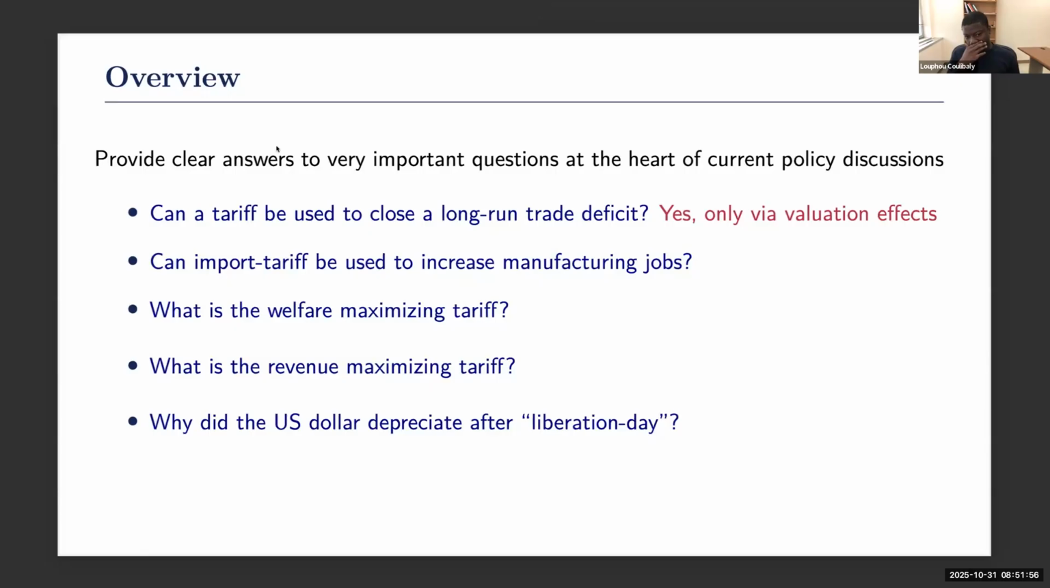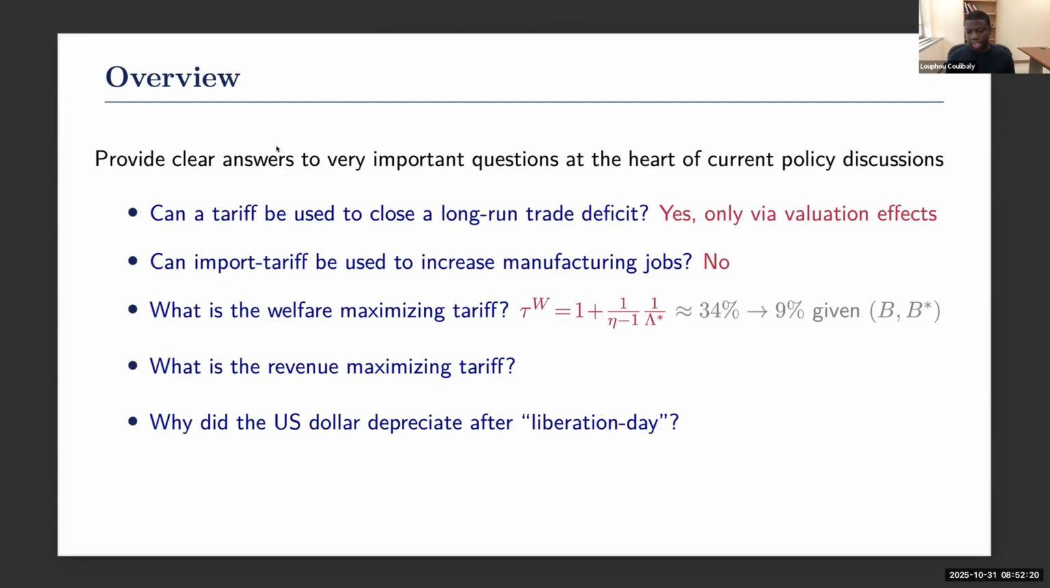For the first question, the answer is yes, a tariff can indeed close a long-run trade deficit, but this works only via valuation effects. And no, tariffs cannot be used to increase manufacturing jobs. They have a very nice formula for the optimal tariff, the welfare maximizing one, and it's closely related to the ACR formula.